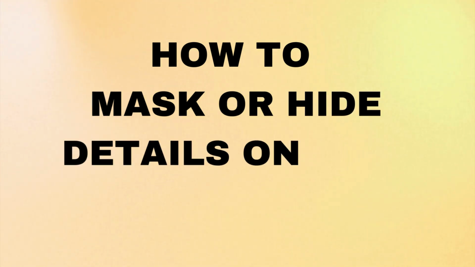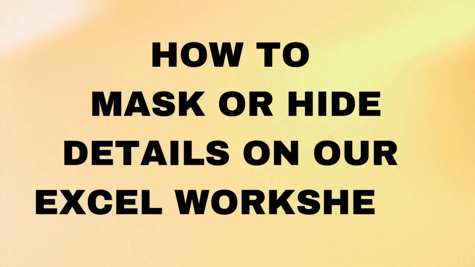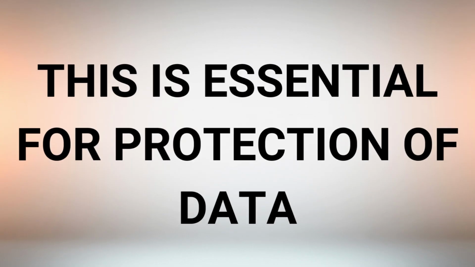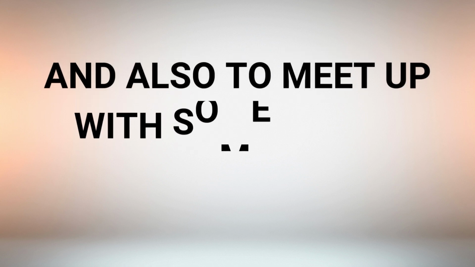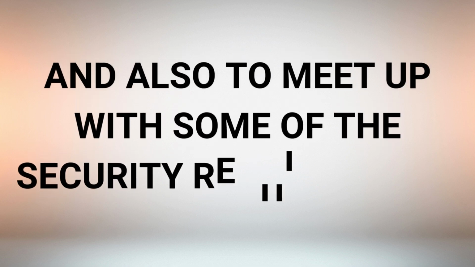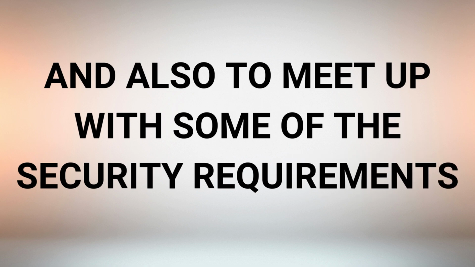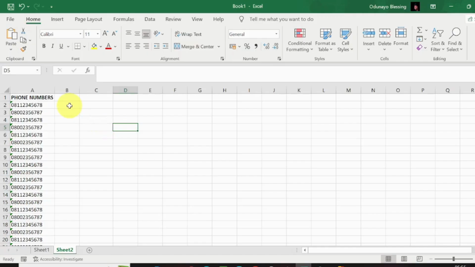On our Excel today, we'll be dialoguing on how to hide or mask details. This is actually essential in order to protect our data and to ensure we meet some security requirements. And I'll be showing you how to do that. The first thing we'll be using is phone numbers, and how we can mask phone numbers in between.